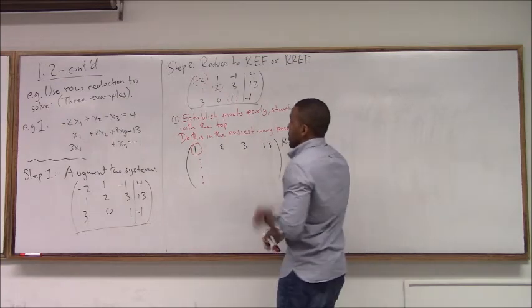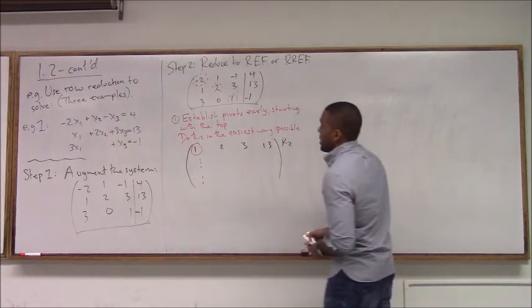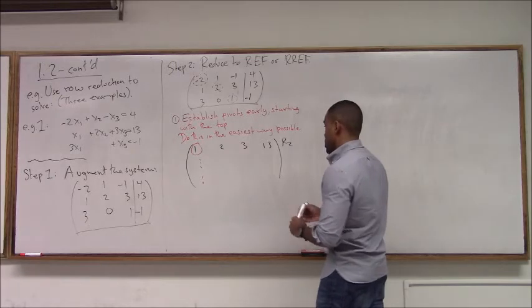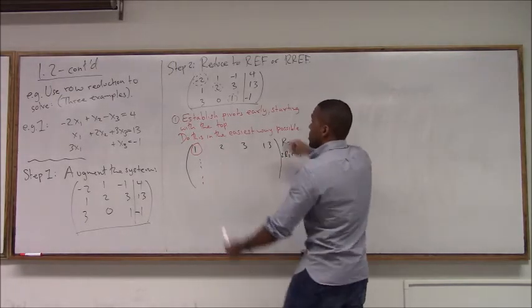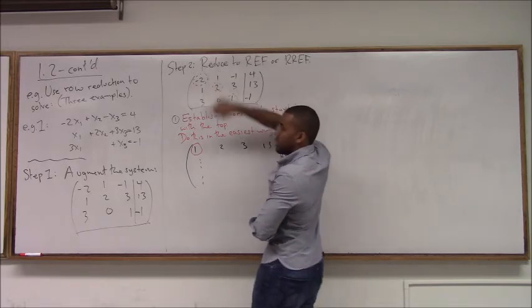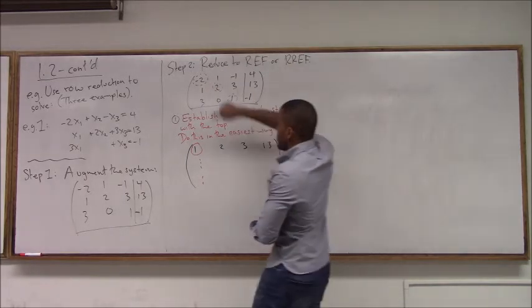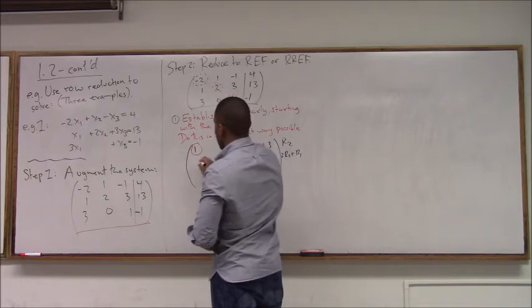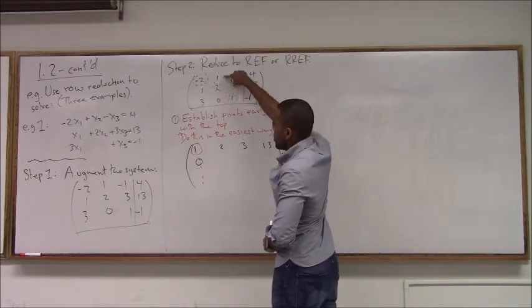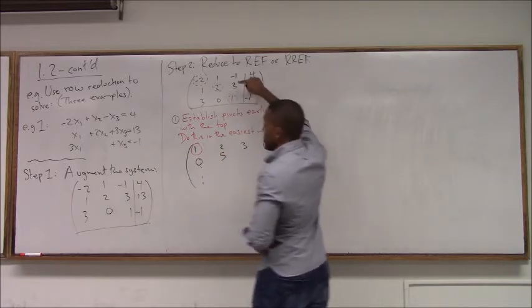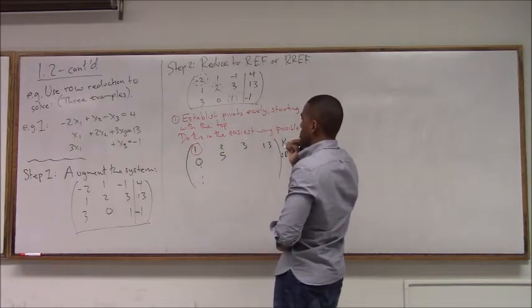So what can I do here? I can do something like 2 row 2 plus row 1, right? If I take 2 times this and add to that, that will give me a 0. So 2 times this added to that is going to give me a 0. 2 times this is 4, added to that, that will give me a 5. Oh wait, Professor, isn't that row 2 already?